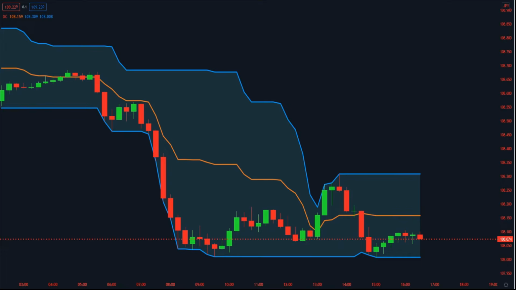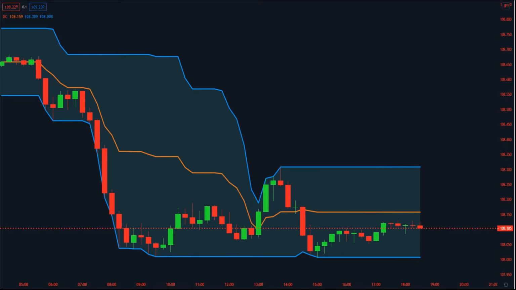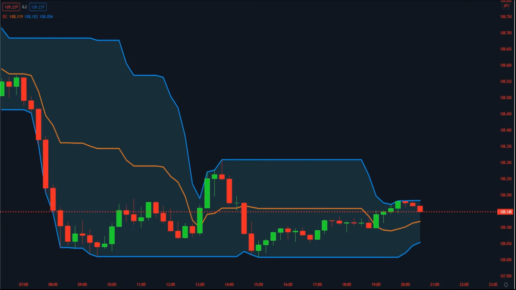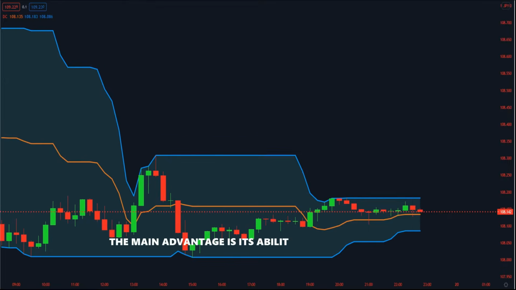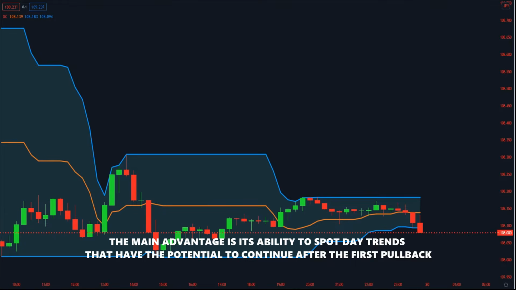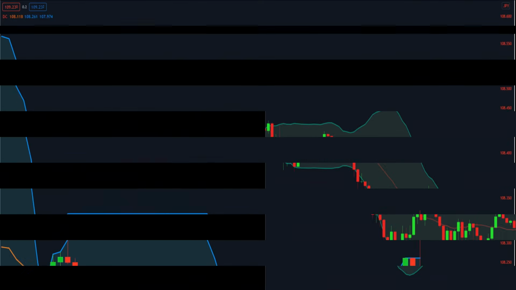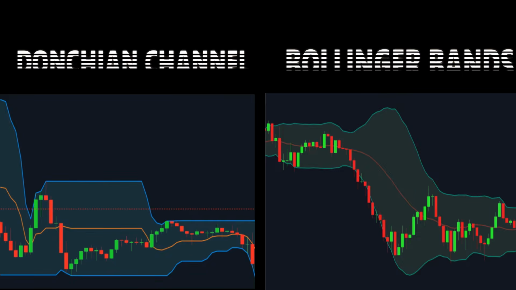Donchian trading strategy. The Donchian trading strategy is an intraday trend following strategy that allows you to profit from intraday trends. I will share some ideas and trading tricks that day traders and intraday traders can use to catch runaway markets. The main advantage is its ability to spot day trends that have the potential to continue after the first pullback. Although the Donchian channel might look similar to the Bollinger Bands, they are different.